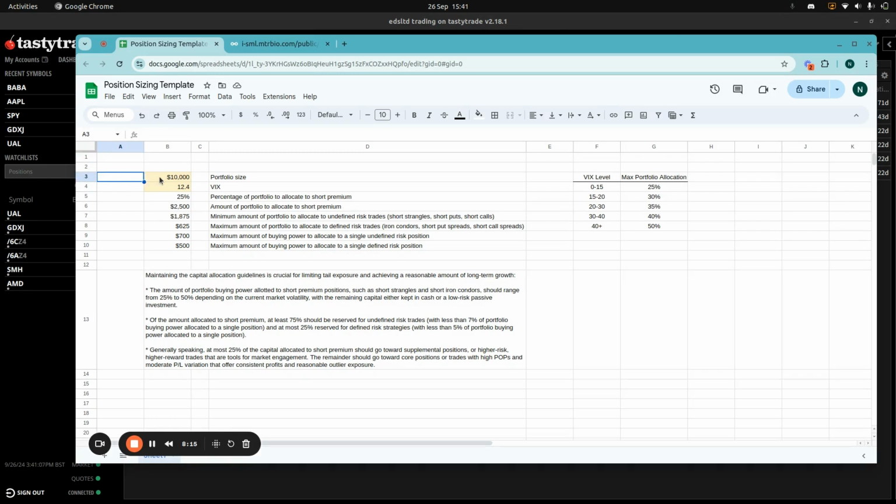So we've got a position sizing template that's free for everyone to use. The way it works is you enter in the size of your portfolio, say if it's $5,000. You then below that enter in what the current VIX level is. Let's say if it's 19.2. Everything below will then be automatically calculated for you. All you need to do at this point is use the information to form the backbone of your portfolio. Use it to form the structure. It will tell you how much buying power to allocate to a single undefined risk position, a single defined risk position, how much of your portfolio you should allocate to short premium in general, and it will make sure that everything stays consistent long term.